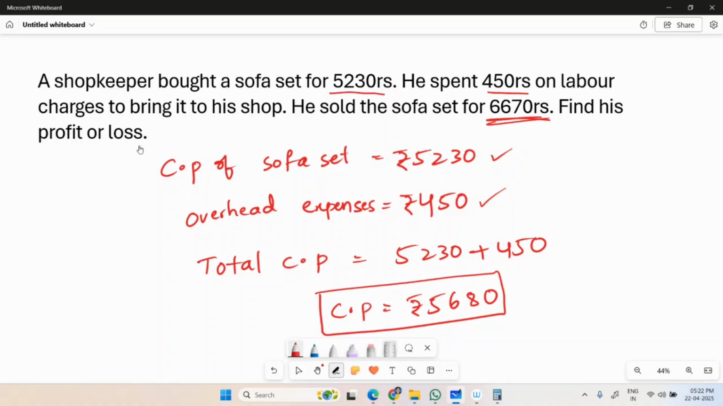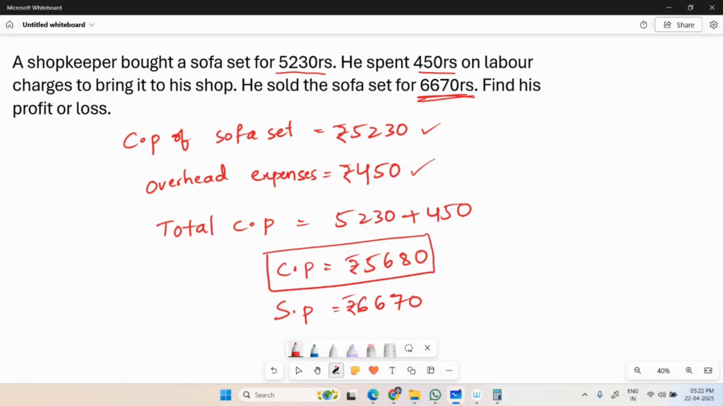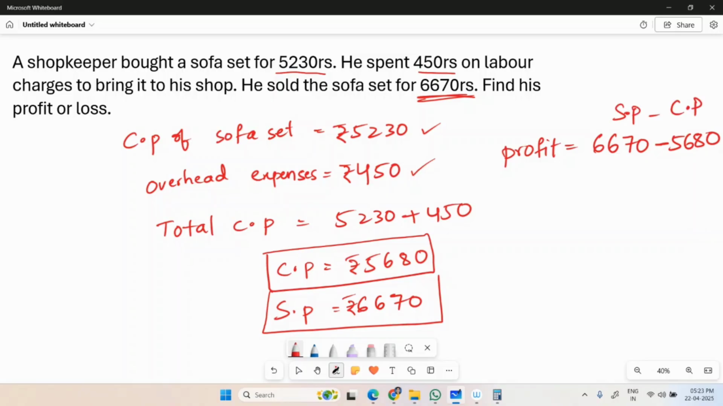Now we also know that the selling price of the sofa is 6670 rupees. If we observe here, selling price is more than cost price, that means shopkeeper got profit only. So let's find out profit equals 6670 minus 5680, selling price minus cost price. So 6670 minus 5680 is 990 rupees. So profit equals 990 rupees.